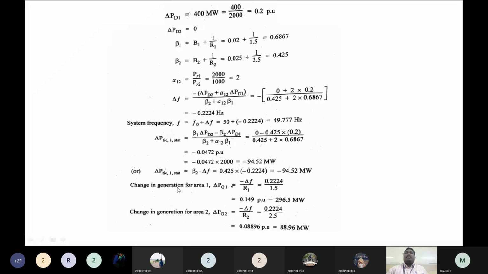And the next one is the change in generation of area 1, del PG1 equals minus del F by R1. So del F is minus 0.2224, and already in the formula we have a minus, so minus into minus gives plus, divided by 1.5. So 0.1484 per unit. In terms of megawatts, we have 296.5 megawatts. Likewise for area 2, del PG2 is minus del F by R2. So 0.2224 by 2.5, it is 88.96 megawatts. Corresponding power we have to multiply by 2000 here, 1000 here.